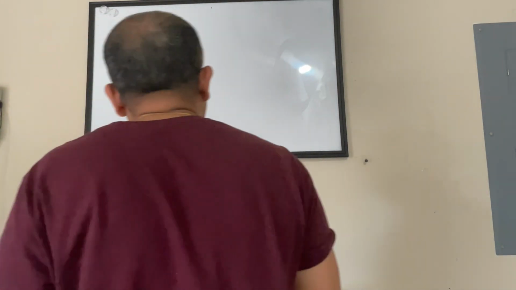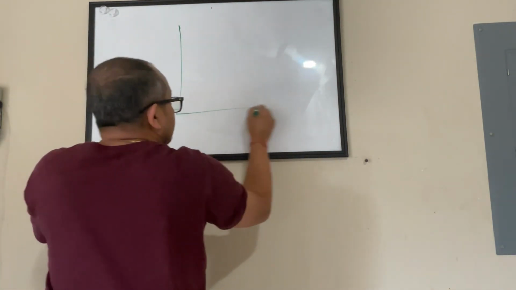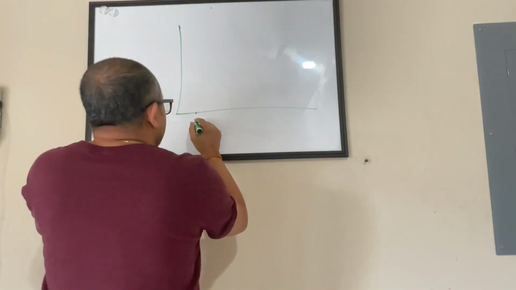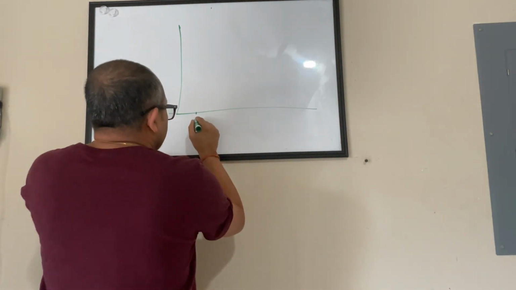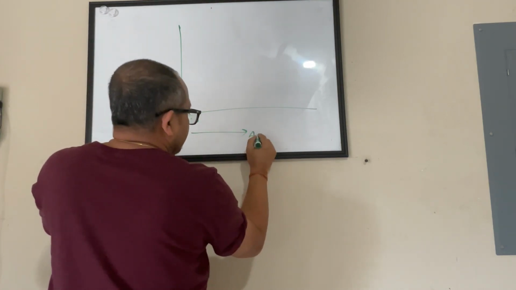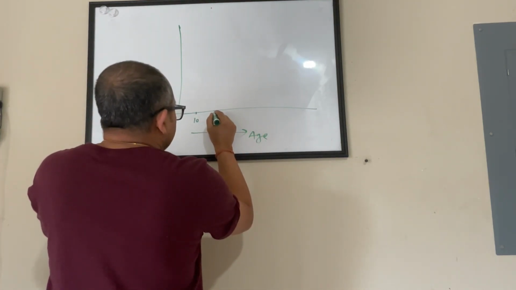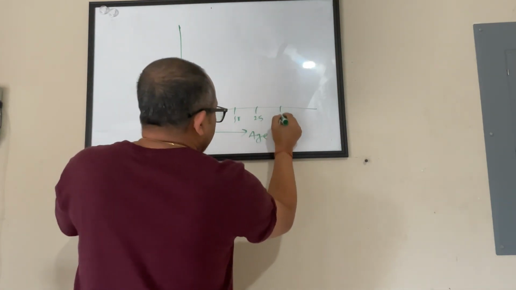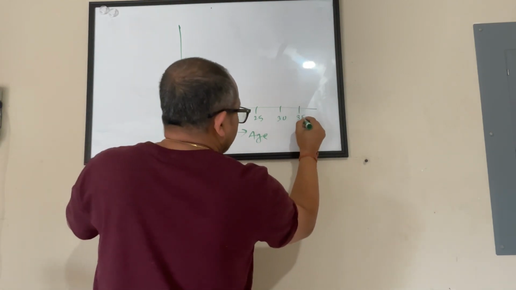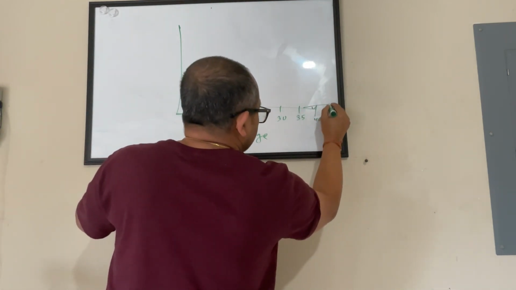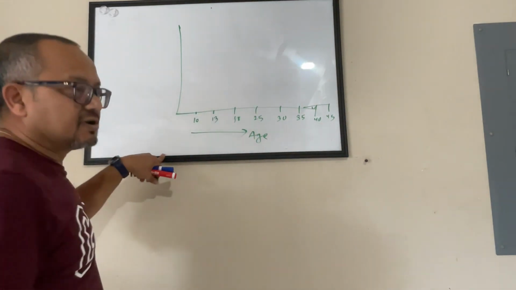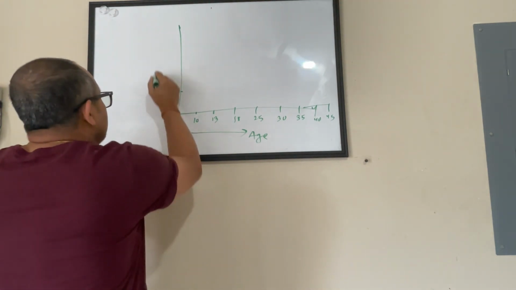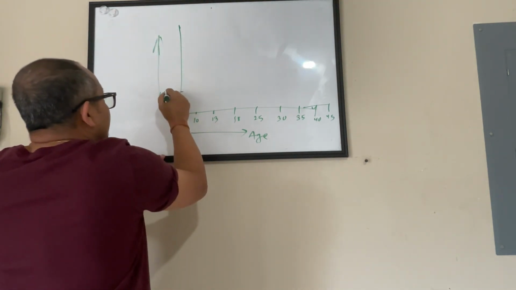Okay. So you can say, this is age, okay? When I was 10, when I was 13, when I was 18, when I was 25, when I was 30, when I was 35, when I was 40, 45, okay? I'll not go beyond that, okay? What was my weight? On this line I'm putting weight in pounds.